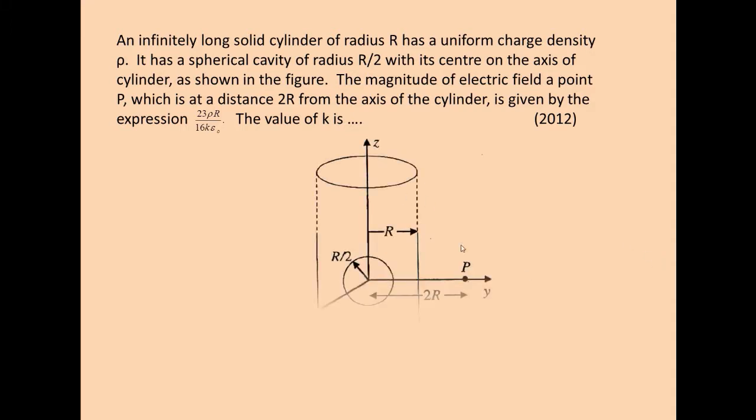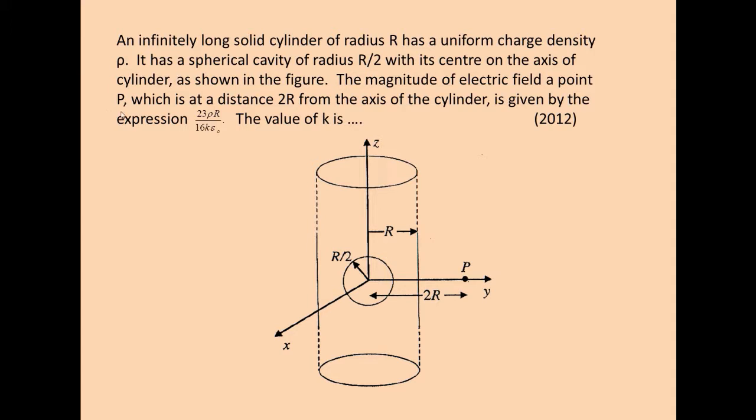Right? This is the diagram given for this question. This is a cylinder. You see, it is infinitely long. To indicate that it is infinitely long, this kind of broken line is shown here. This is a cylinder with uniform charge density rho, and it has a spherical cavity here. That means the spherical portion is removed. A spherical portion has been cut out and there is a cavity here. Okay, this is a cavity. The radius of the cavity is r by 2, shown here, with its center on the axis of the cylinder, shown in the figure.